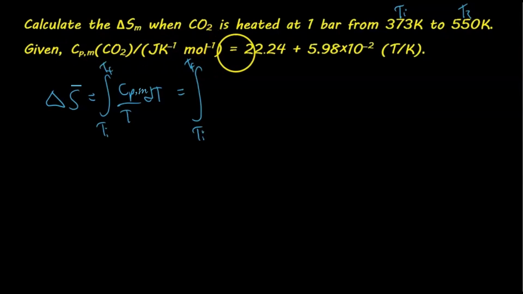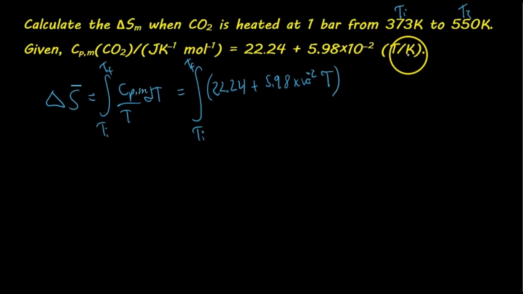And the heat capacity equation is 22.24 plus 5.98 times 10 to the negative 2, and this means it's times temperature, and the units of temperature are in Kelvin here. So there's no units for this number, and there's no units given for this number, but as long as we plug in Kelvin for temperature, then the heat capacity will be in joules per Kelvin per mole. So that's it. We just plug in temperature in Kelvin, and we get these units back here.